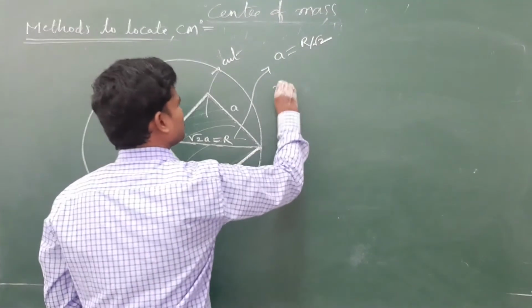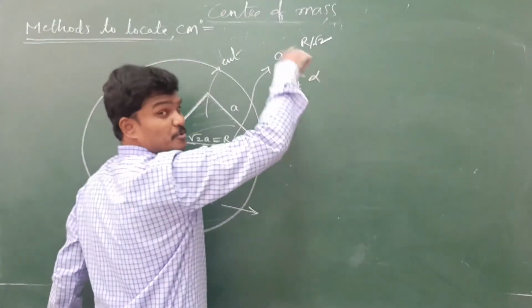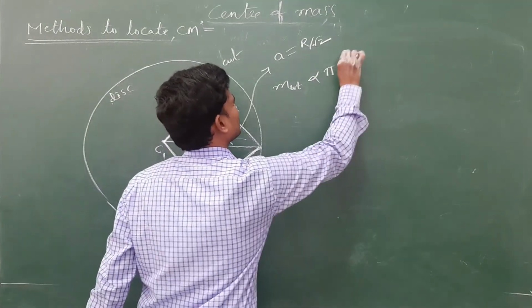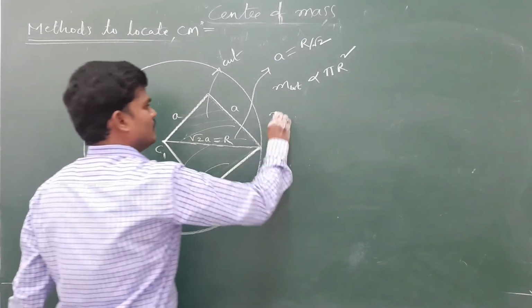Now total mass is proportional to volume, which is density. Volume is nothing but area, and area is nothing but pi r square. The thickness is the same. The conditions of the pi r square are removed.